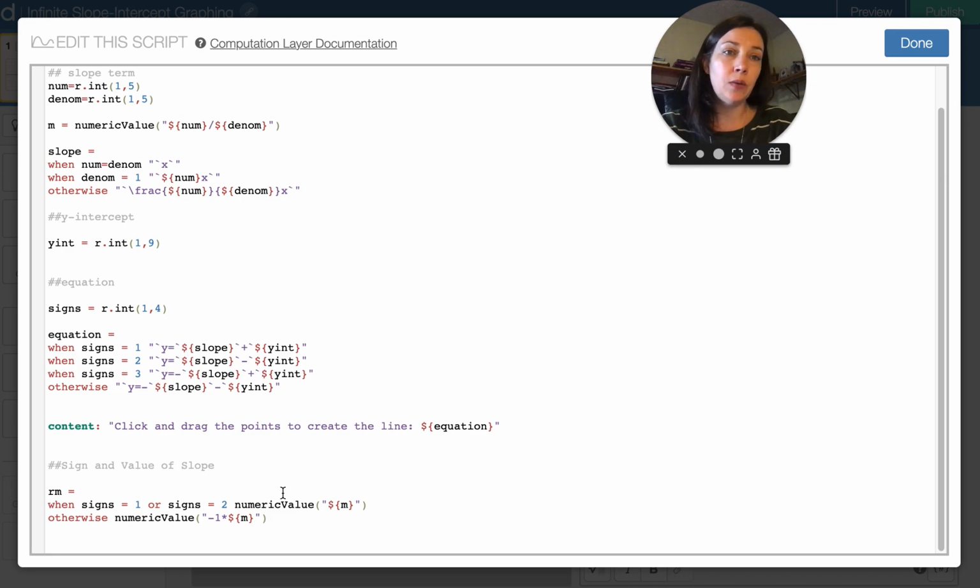Now same thing with the y-intercept. I should put this here. And y-intercept.